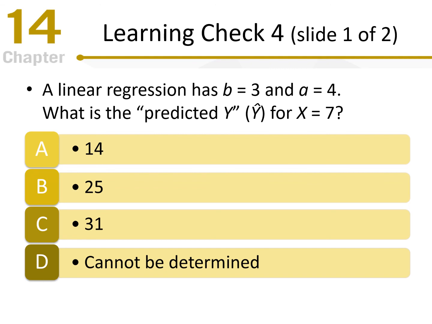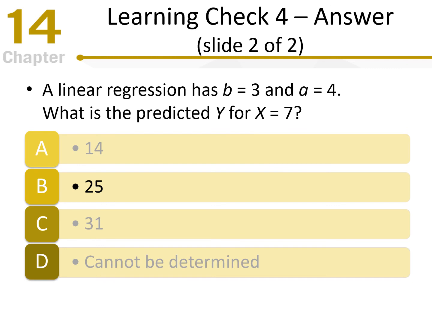If I then want to find the predicted value of y for x is 7, all I do is plug in 7 for x. So if y hat is 3x plus 4, and I plug in 7 for x, then y hat equals 3 times 7 plus 4. 3 times 7 is 21, plus 4 is 25. The answer has to be 25.